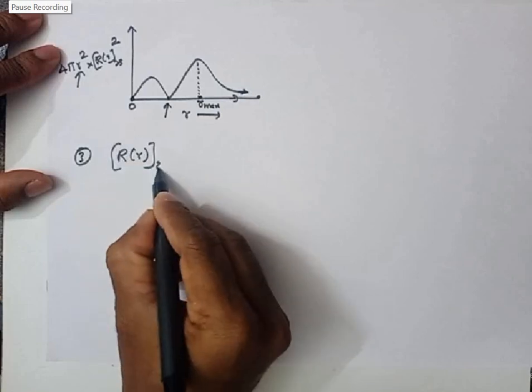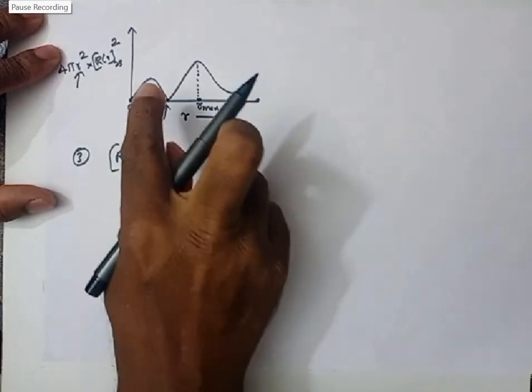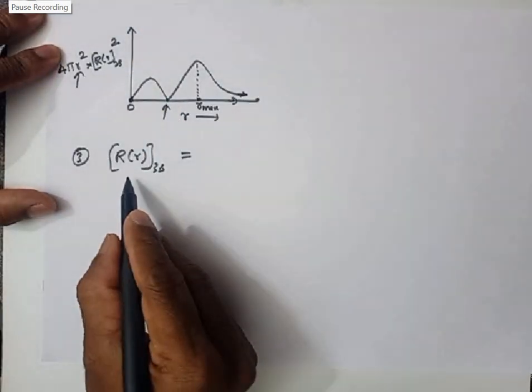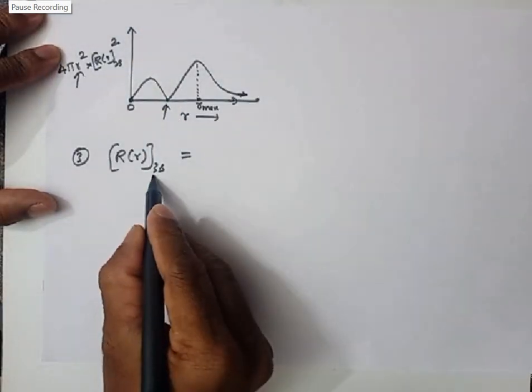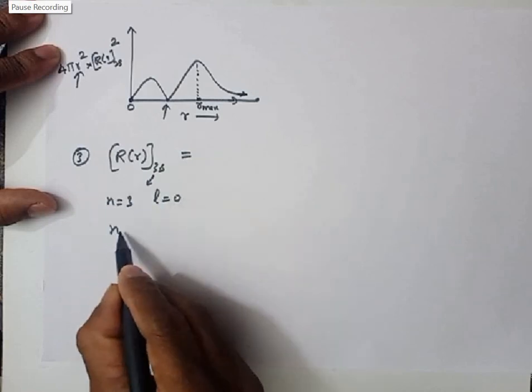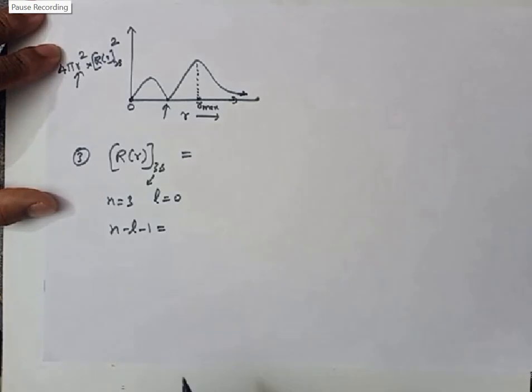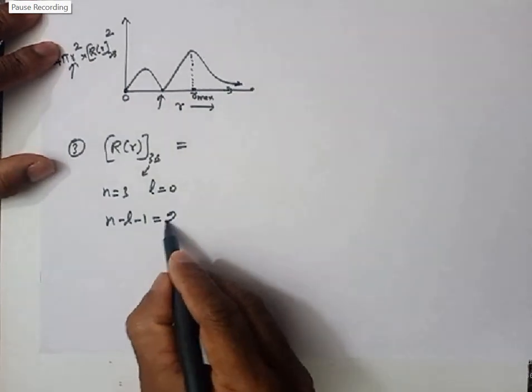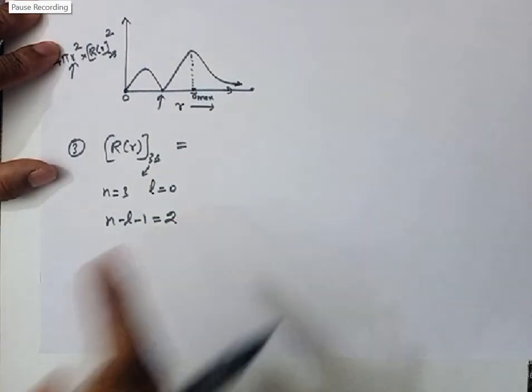3 maxima and 2 nodes. Yes, you'll get 3 maxima and 2 nodes, correct? Now listen, here n equal to 3, for s orbital l equal to 0, so what's the value of n minus l minus 1, anyone? 2. That means the polynomial degree is 2.